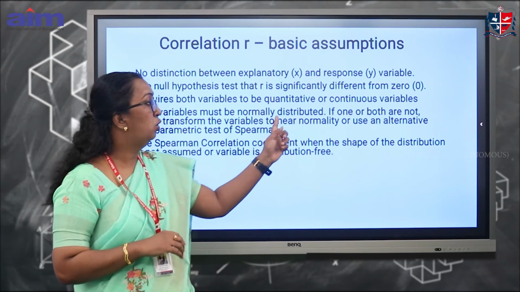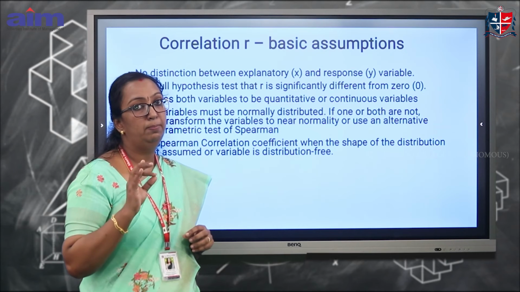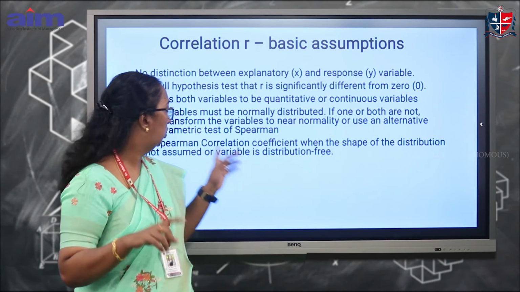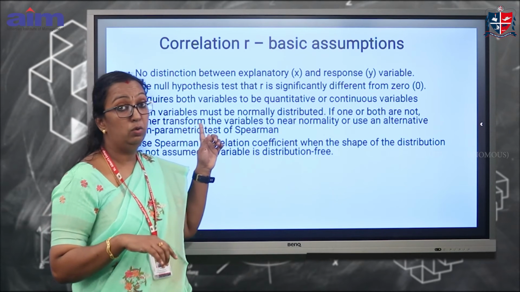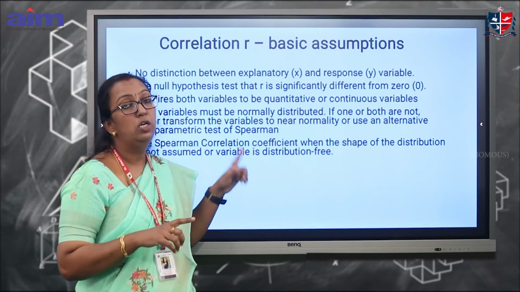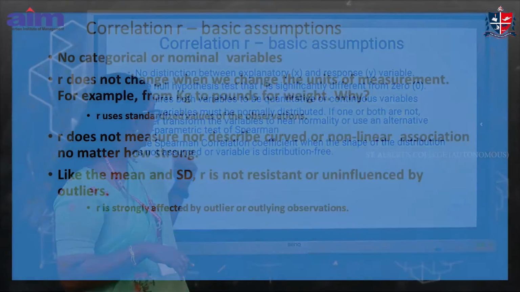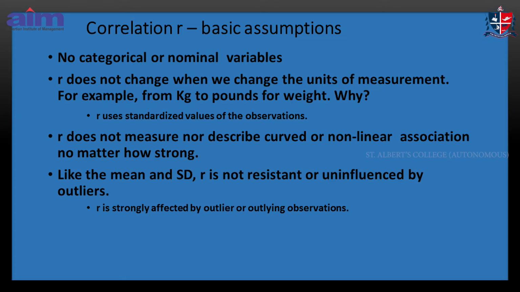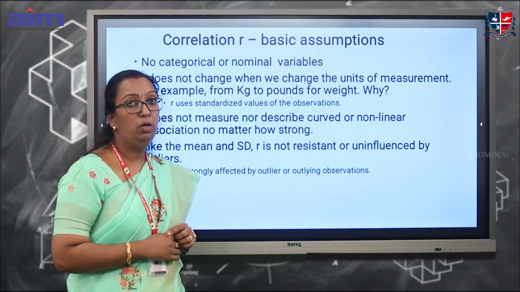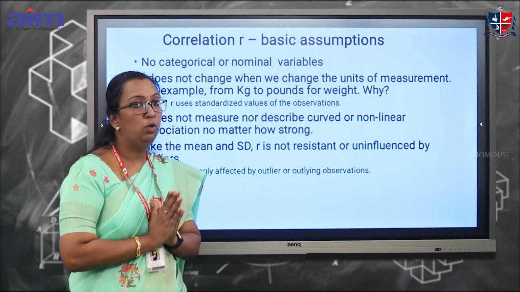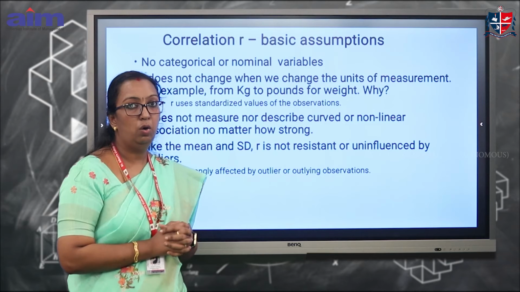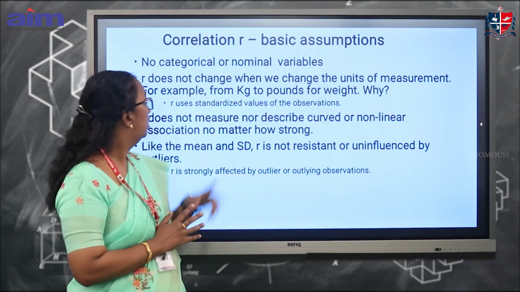Both variables must be normally distributed. That is another big assumption that you have to make. That is, x and y should be normally distributed. If it is not normally distributed, then you have to go for Spearman's rank correlation method. Another assumption is no categorical or nominal variable. You can only test quantitative variables. For other variables like ordinal data or nominal data, you cannot do correlation.